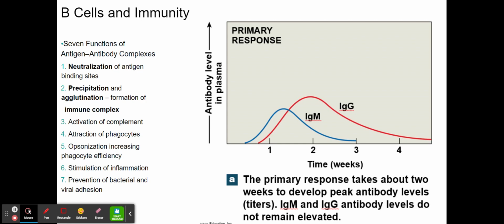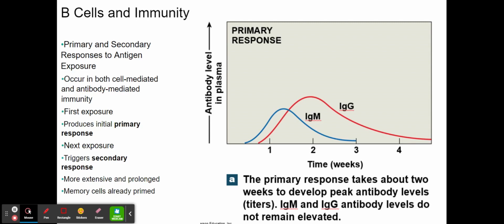6 is the stimulation of inflammation. Antibodies may promote inflammation by stimulating basophils and mast cells. And 7 is the prevention of bacterial and viral adhesion. Antibodies dissolved in saliva, mucus, and perspiration coat epithelia, adding an additional layer of defense. A covering of antibodies makes it difficult for pathogens to attach and penetrate body surfaces.